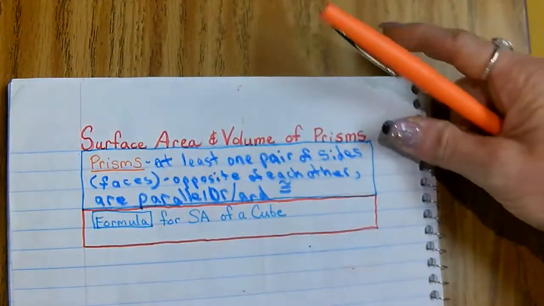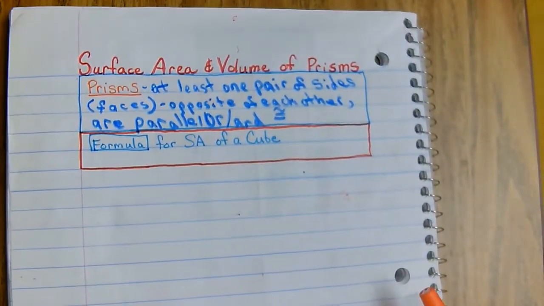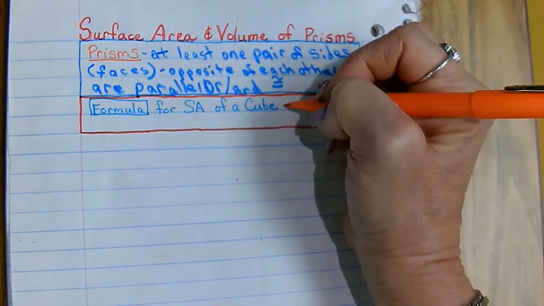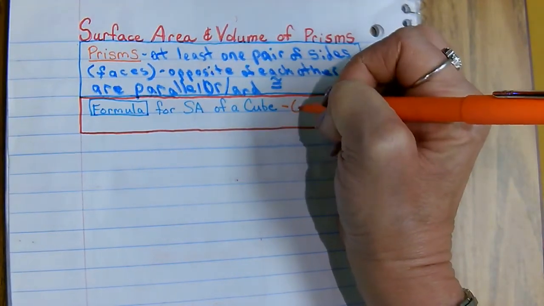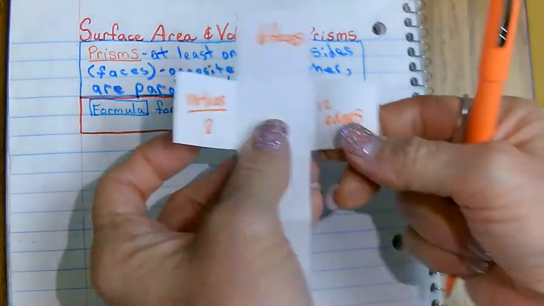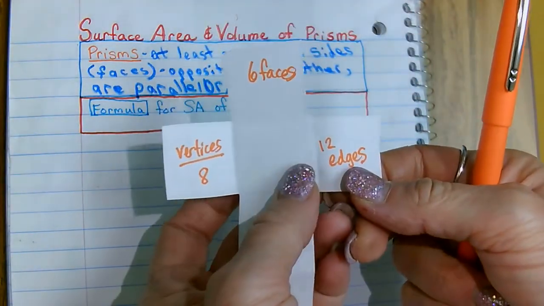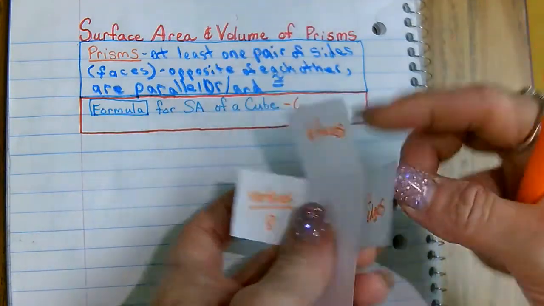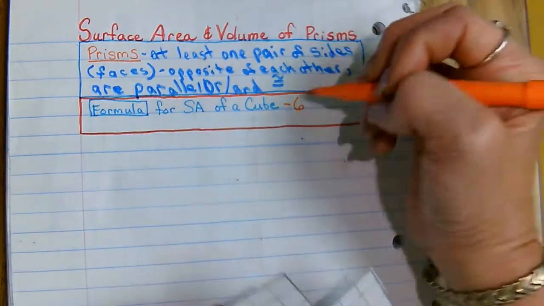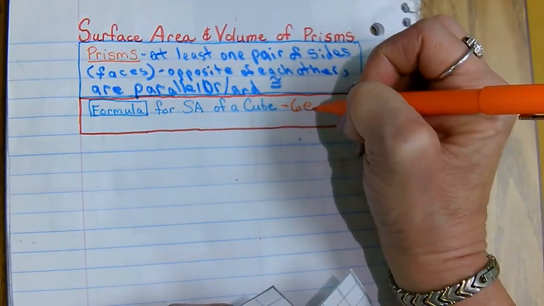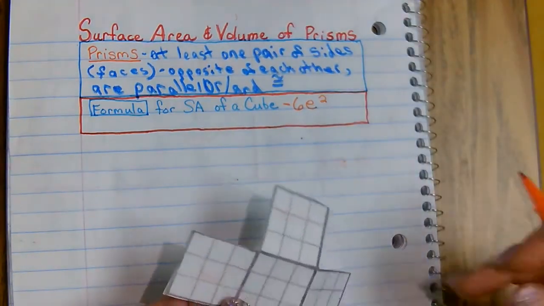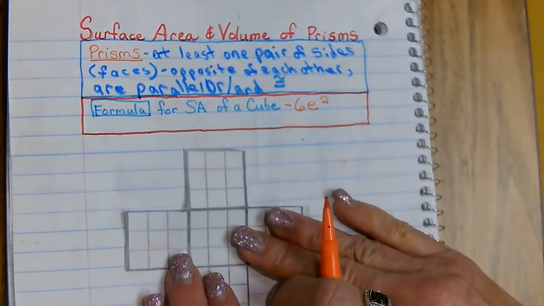Now, I'm going to slide this up. And let's talk about the formula for surface area of a cube. All right? There are 6 sides. 6 sides. There are 12 edges, but what we're going to talk about is the measurement of one edge. So 6e, and its area, so it's 6e squared. Okay? Now, let's find out what that means.